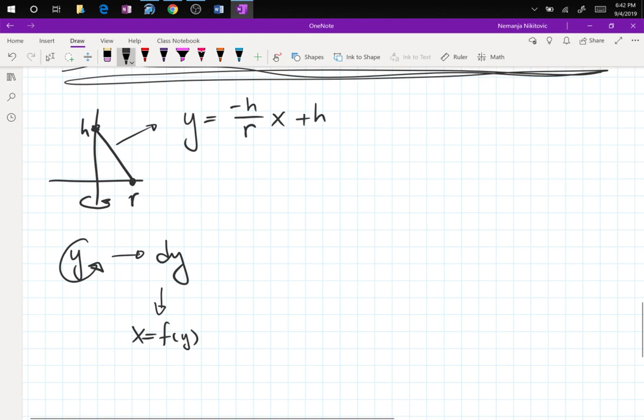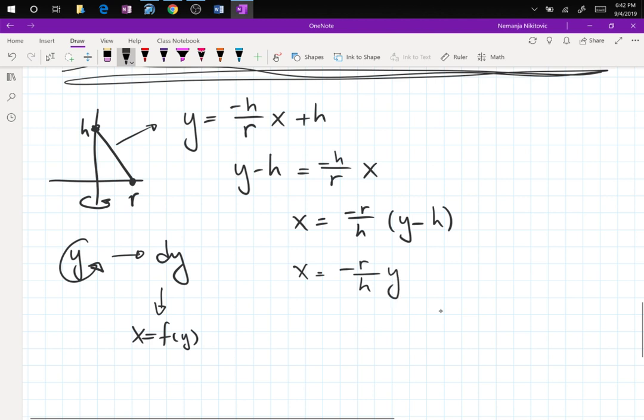And we need to solve this for x, because we need x as a function of y. So y minus h is equal to negative h over r x, from where x is equal to, we multiply this to the right-hand side, negative r over h times y minus h, and when you distribute, x is equal to negative r over h y, minus and minus gives you plus, and then h and h cancel, we just get r. So this is the function that we will be using inside the integral.